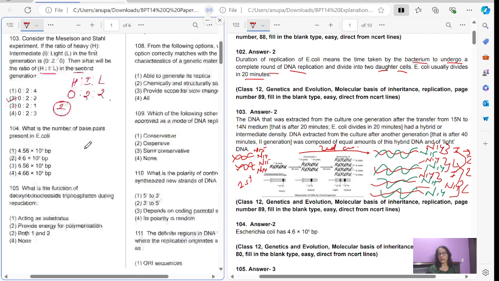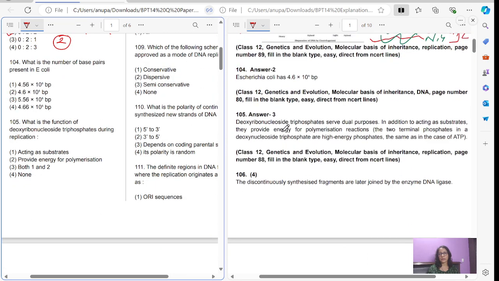Now let's move to the next question, that is question number 104. It states that what is the number of base pair present in Escherichia coli. So it is a memory based question. You have to memorize the number of base pairs present in Escherichia coli is usually 4.6 × 10^6 bp, that is base pair. So answer for this question will be option number 2.